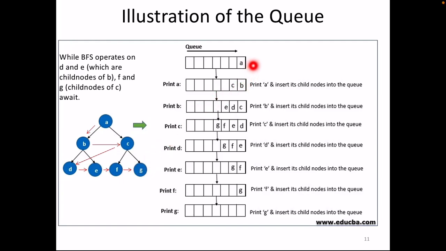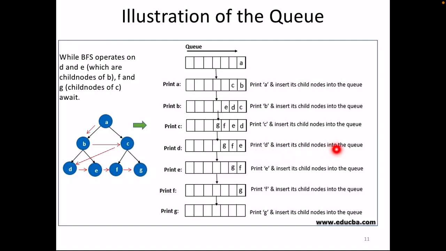We begin from A, so we have A in the queue, then we print A and insert child nodes B and C in the queue. Then we print B and insert child nodes of B in the queue, which are D and E. So C stays. Then we print C and insert its child nodes, F and G. So we have 4 nodes here now.